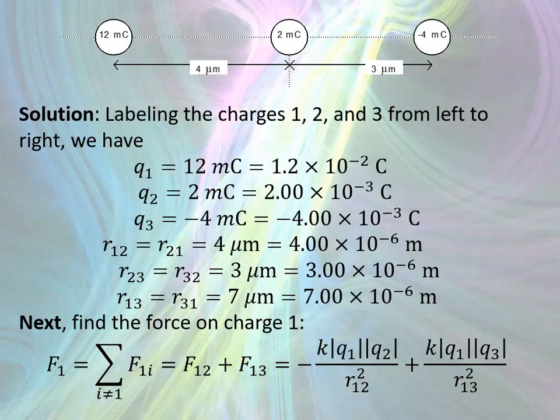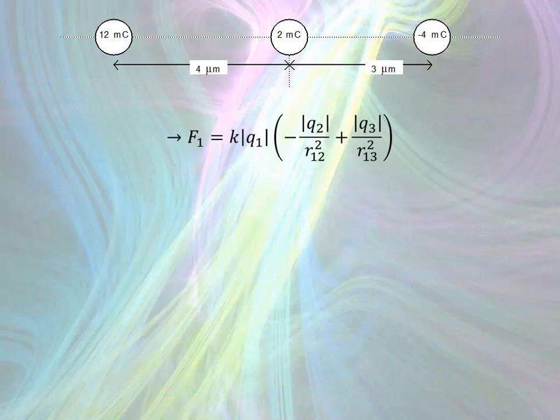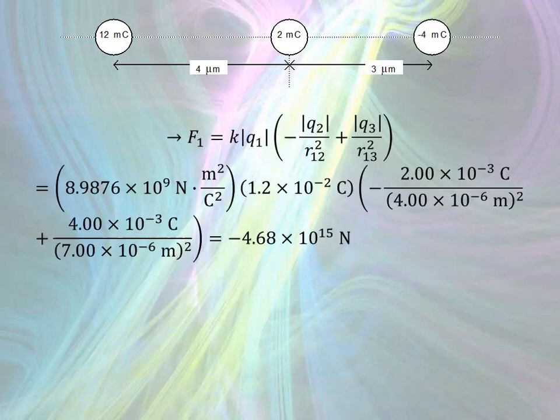Okay, now we can factor out a common term, actually two common terms. K and the absolute value of Q1 factor out. That just makes it easier for us to plug in our givens. So we plug in our givens and we get that force. The fact that it's negative indicates that that force is to the left. The net force on charge 1 is to the left. And it's really big. That's a whole lot of newtons.